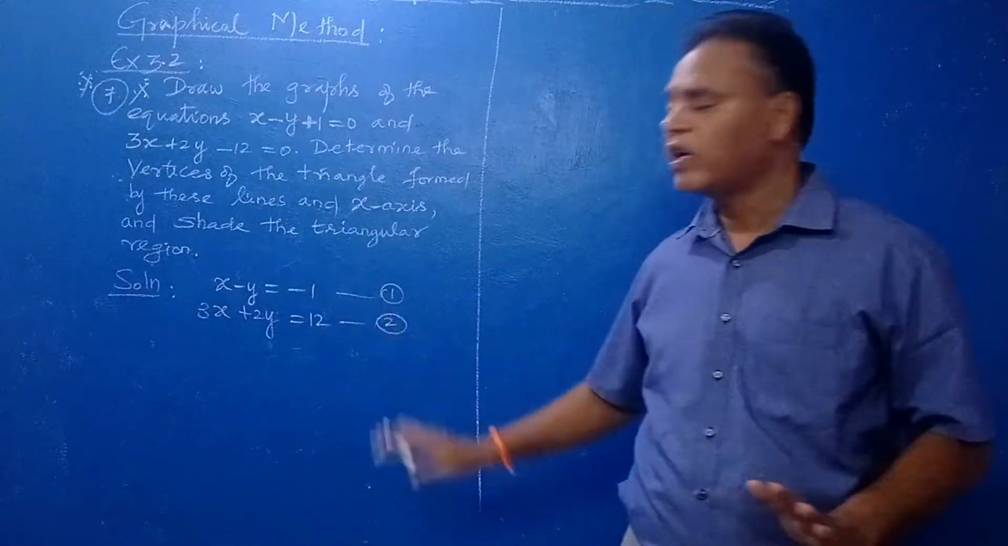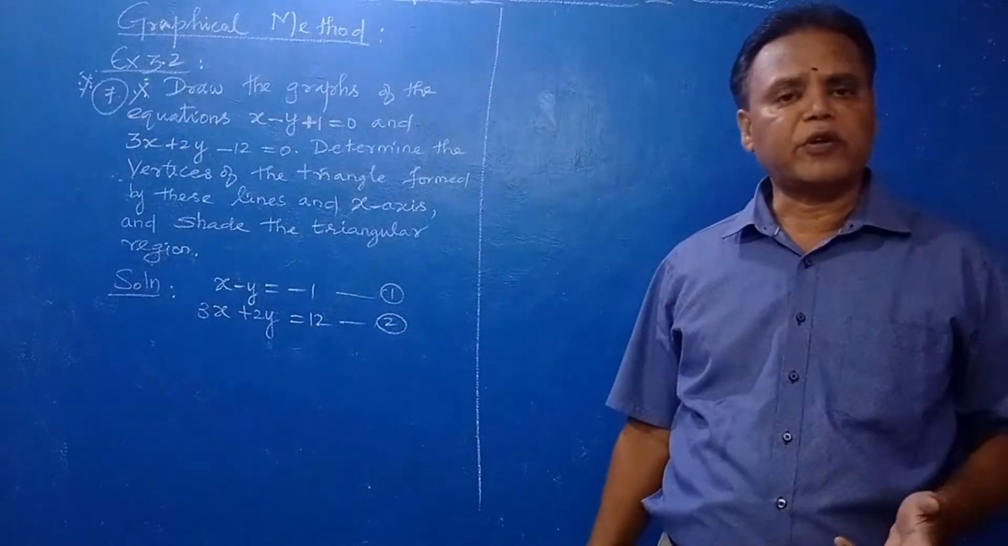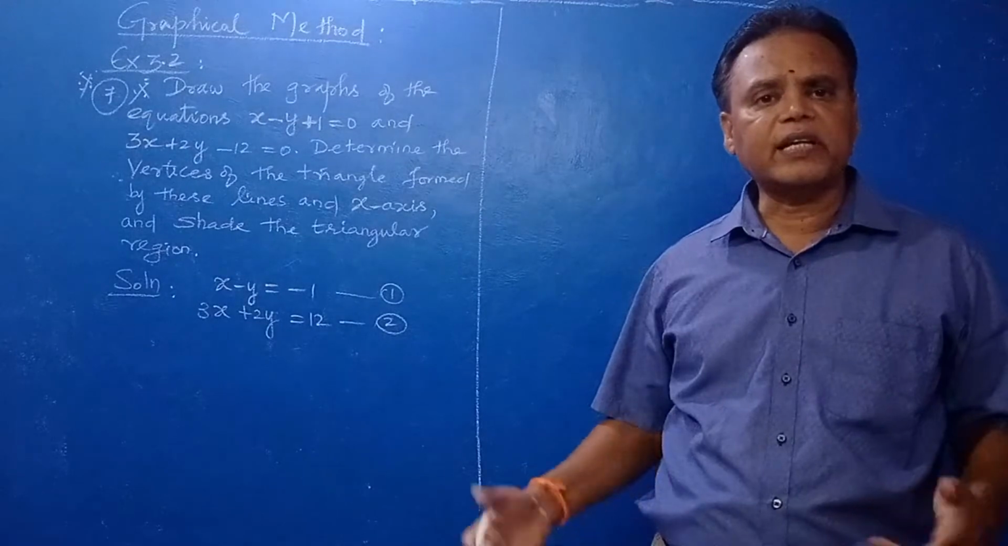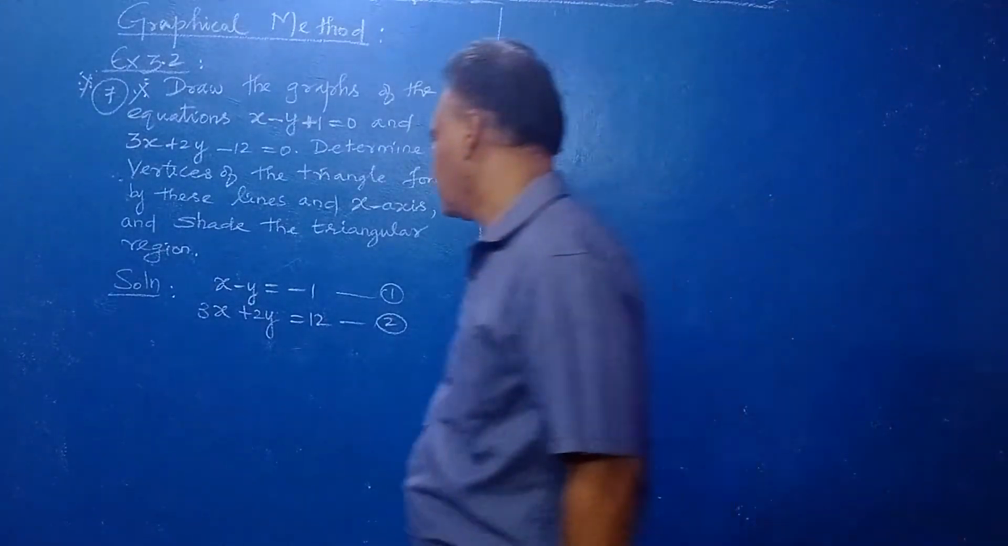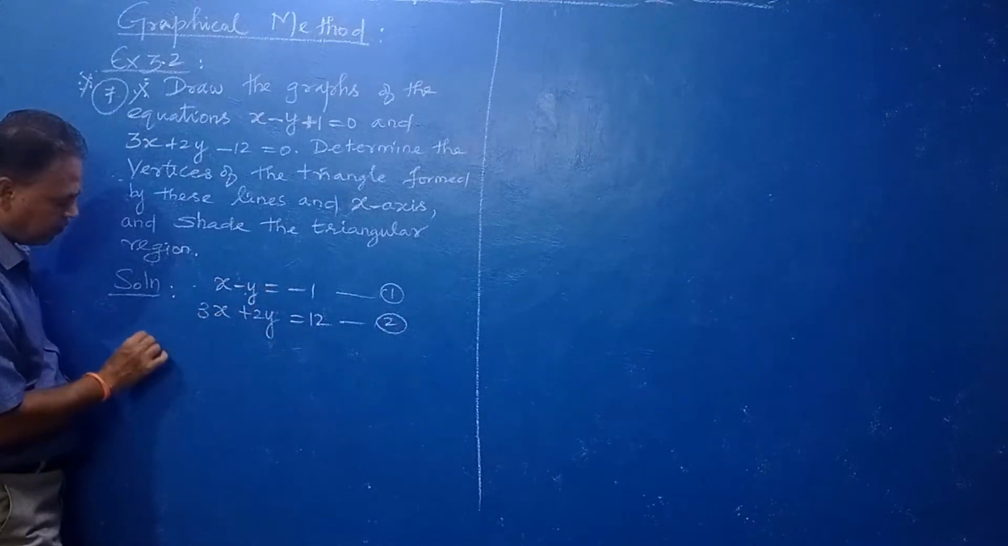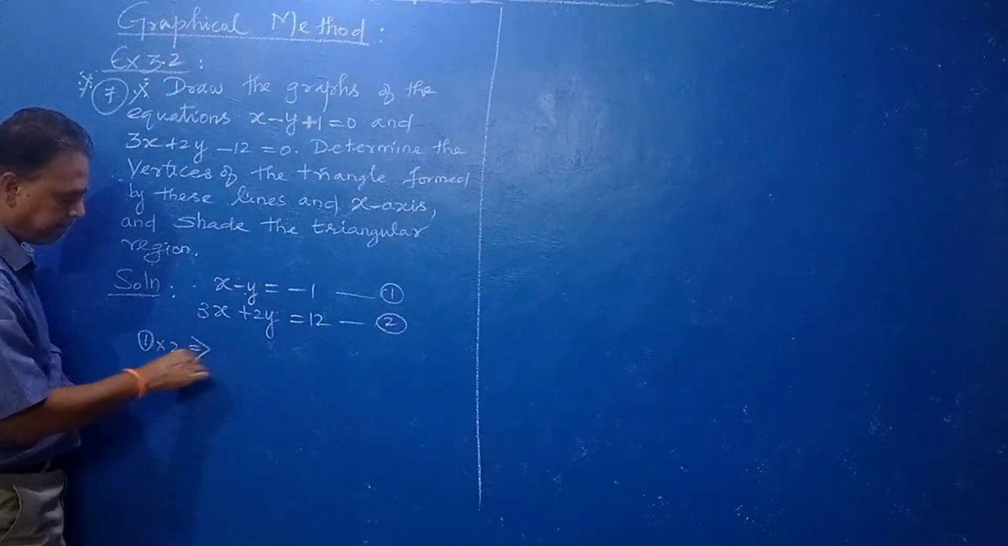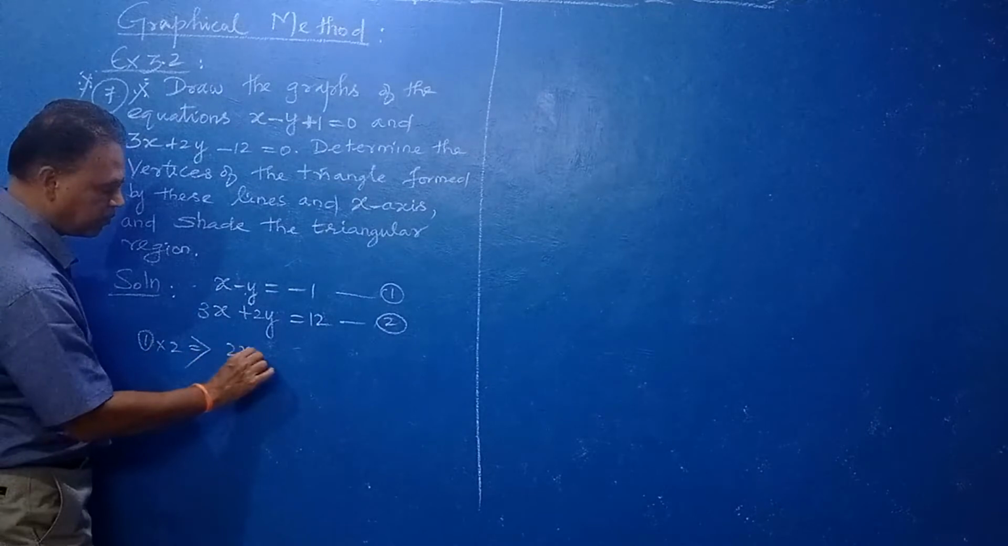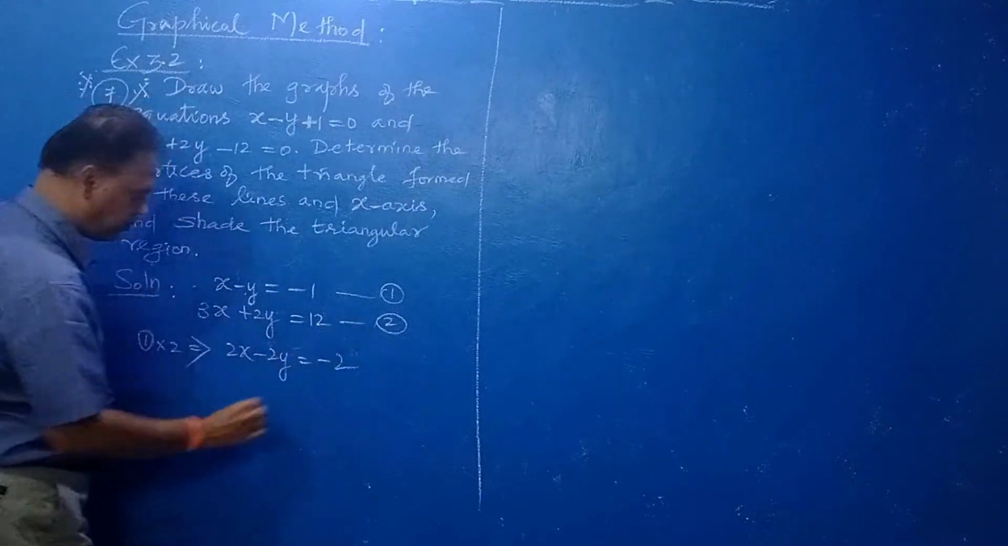First, to find one solution, because you know the elimination method, it is a very simple way. You can find one correct solution using that. You see, what I am going to do is multiply equation number 1 by 2. What will you get? 2x minus 2y equals minus 2.